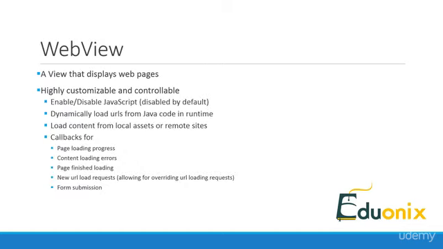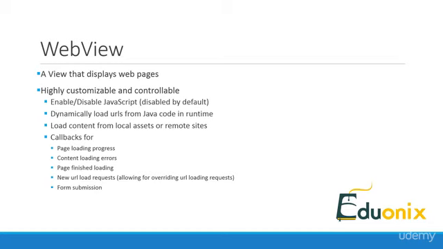The WebView class in Android offers a view that can display web pages and is a highly customizable browser-like view. The WebView can be customized to control certain aspects, like enabling or disabling JavaScript, dynamically having the WebView load URLs from your Java code at runtime, load content from local assets packaged with the application, or remote assets stored on web servers.